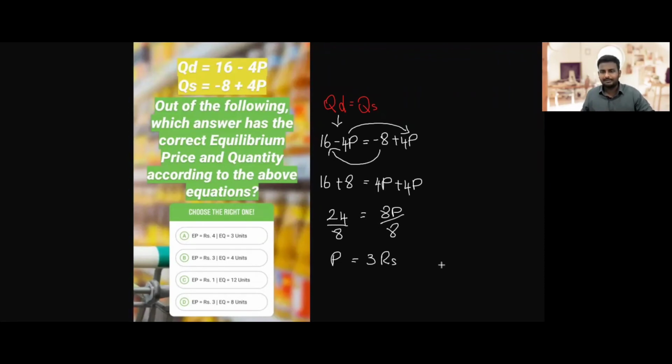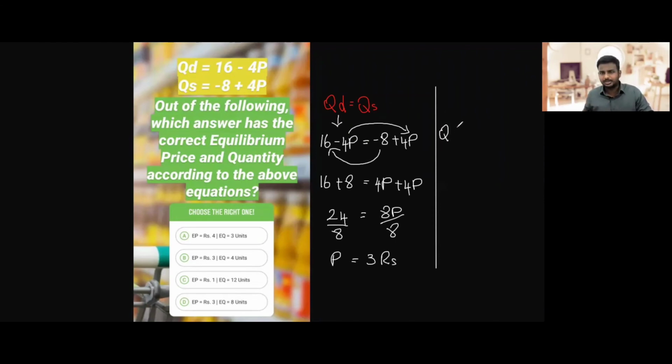Now, the second step is to find the equilibrium quantity. To do this, you have to take this equilibrium price and put it in the demand or supply equation, right? Whatever quantity you get at the equilibrium price has to be the equilibrium quantity. So that's what you are going to do. And I recommend you always have the habit of taking this equilibrium price and putting it in the demand equation, right? You can put it in the supply equation also, but I recommend you to do it by putting it in the demand equation.